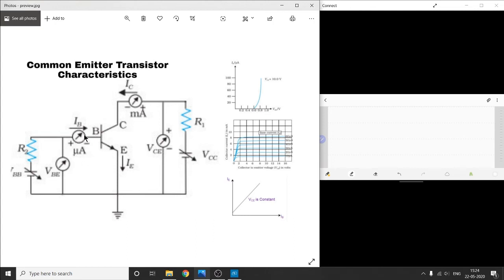When you draw the output characteristics, you have to fix the value of microammeter. For the first set of experiment, you have to fix the value of microammeter as 10 microampere, as shown in this graph, and you vary with this rheostat R1. The value of VCE, corresponding value of current IC will be noted. In the second step, again you change the value of VCE with the help of R1. When VCE changes, IC will also change.